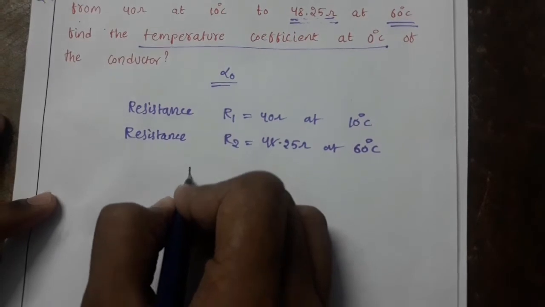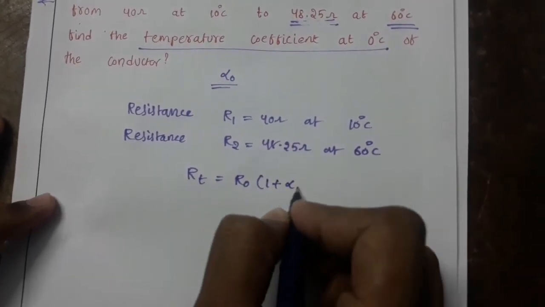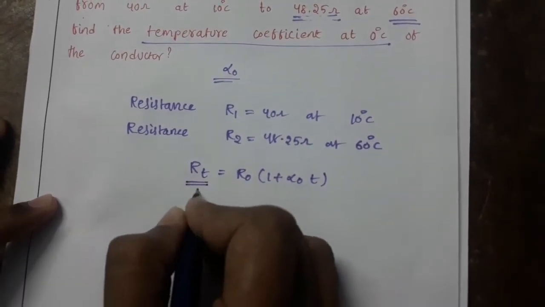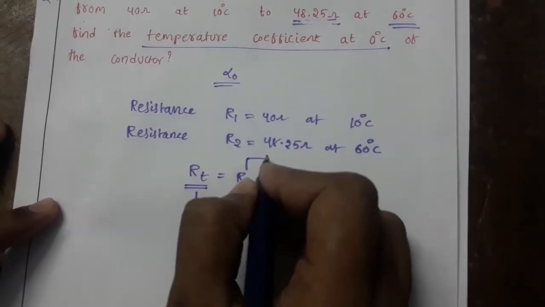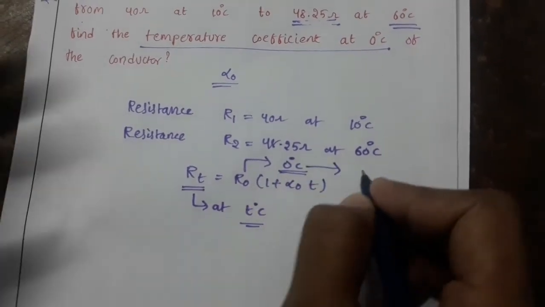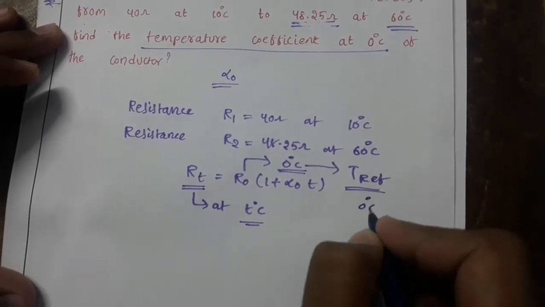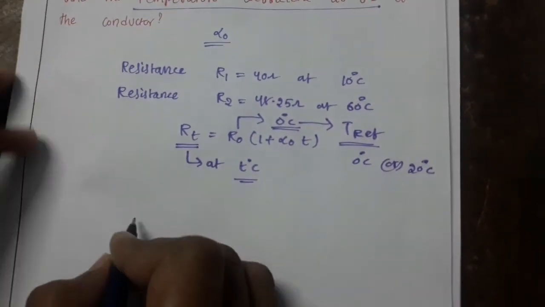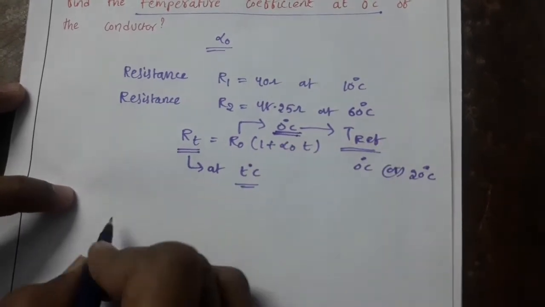We know RT equal to R naught into 1 plus alpha naught into T, where RT is resistance at T degrees centigrade and R naught is resistance at 0 degrees centigrade. This is the reference temperature. Reference temperature is either 0 degrees or we can take 20 degrees centigrade. In this we have taken reference temperature as 0 degrees.